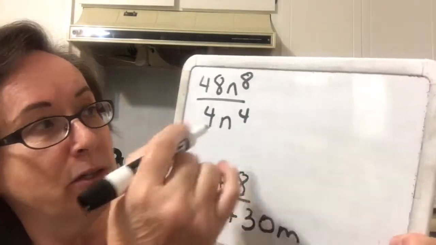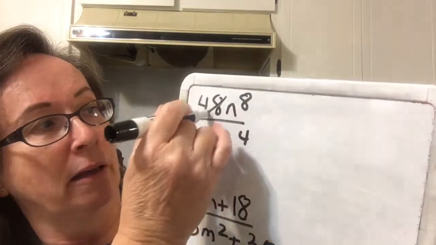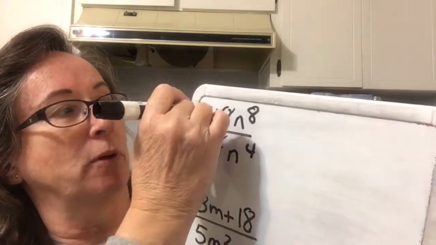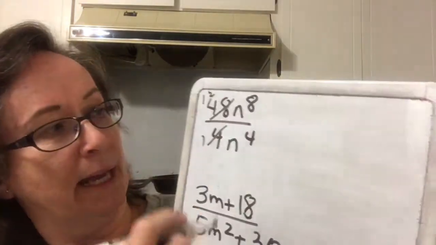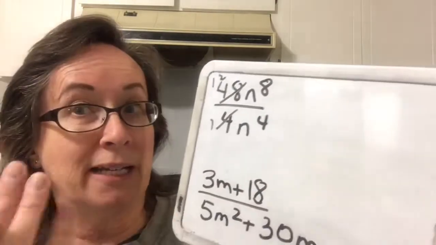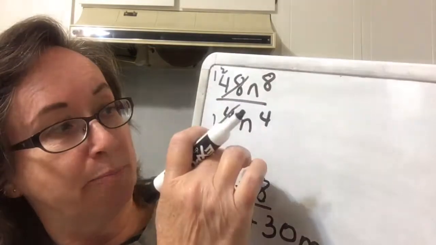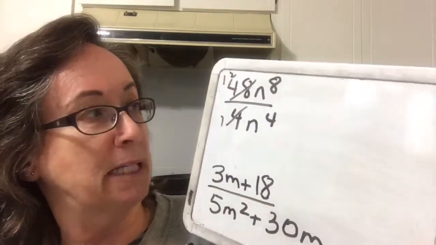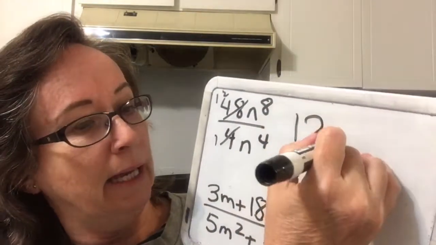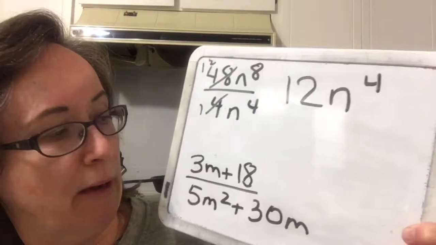Okay, so on this first one, we're going to simply cancel the 48 and the 4, and 48 divides by 4 with a 12 and a 1, and then n to the 8 over n to the 4. Remember, when I divide like bases, I subtract their exponents. So I'm going to wind up with 12 n to the 4th. And that's the answer to that one.